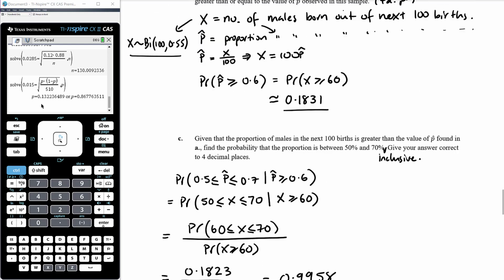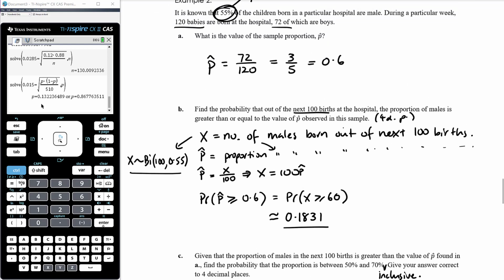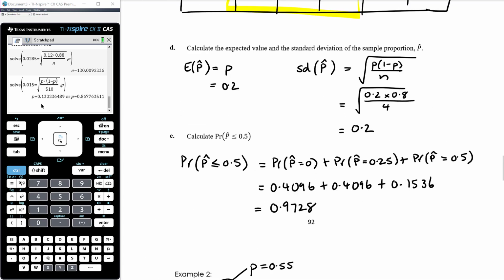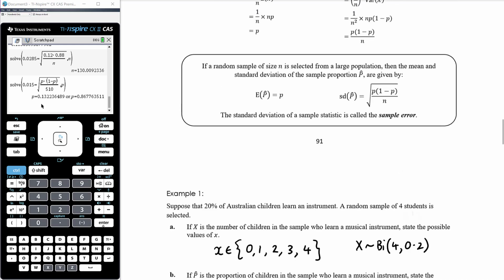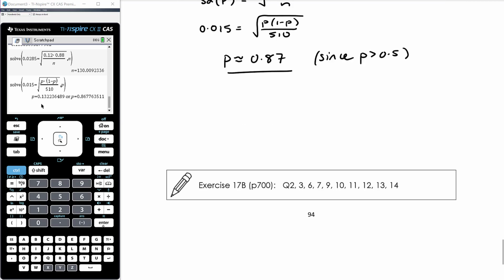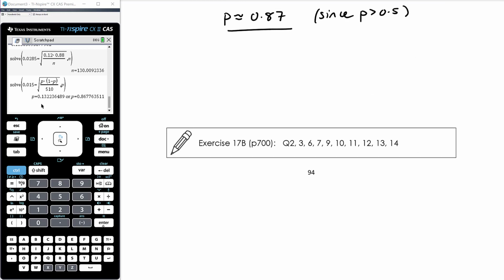Okay, so playing around with binomial distributions and converting those then to distributions about the sample proportion, and also working with these formulas for the mean and the standard deviation of a sample proportion. So exercise 17b is the work for today.